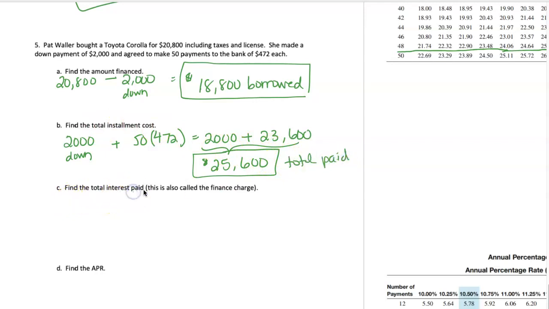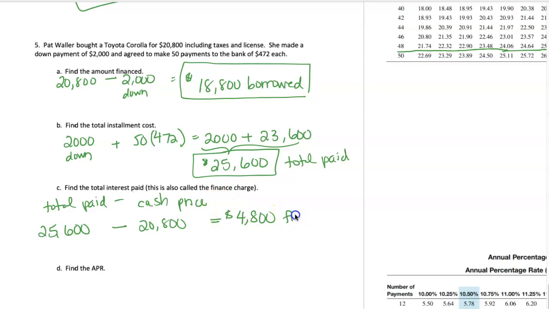Find the total interest. This is also called the finance charge. So the interest is the difference in total paid and cash price. So we just calculated the total paid, and the cash price was the $20,800. And that gives us a total of $4,800 for the finance charge, or the interest.